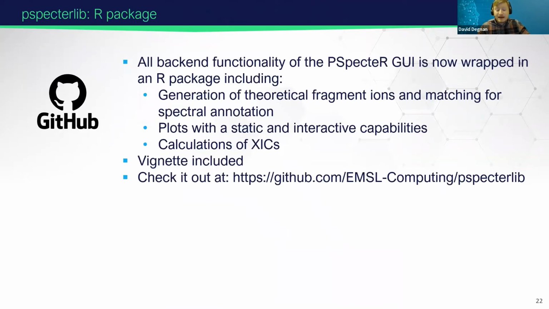So as I mentioned, PSpecteR started as a nice visualization tool, which serves as sort of a hub or location. Depending on need, you can do many different quality control plots and visualizations, but it has definitely grown a lot from there. The generation of theoretical fragment ions and matching for spectral annotation, that's been used a lot by Isoforma.